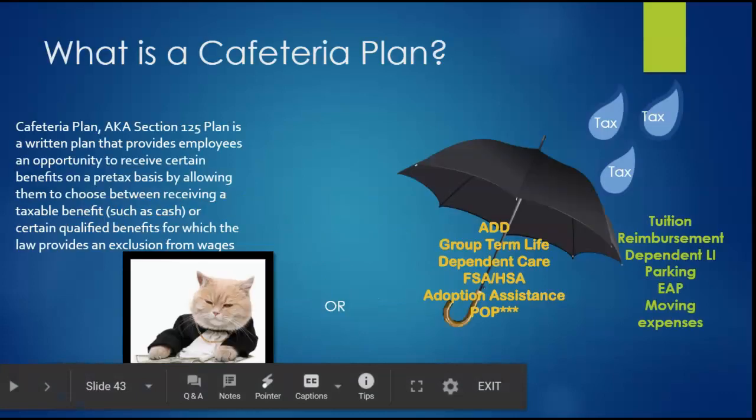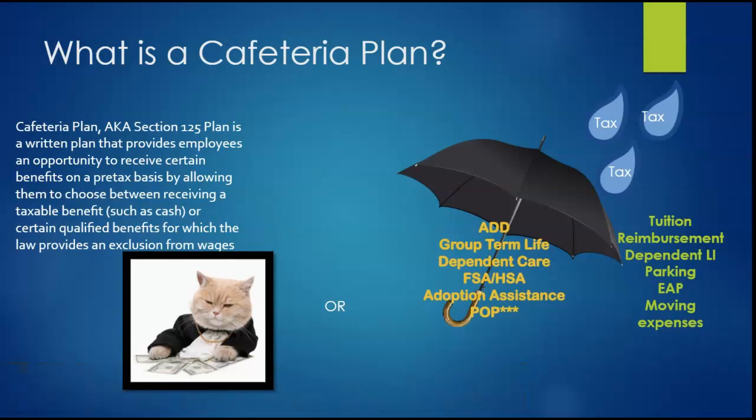So let's take a look at what in the world is a cafeteria plan. A cafeteria plan gets its name because it gives you options, right? Like a cafeteria style would. They come from Section 125 of the IRC, and it's basically a written plan that provides employees an opportunity to receive certain benefits on a pre-tax basis.